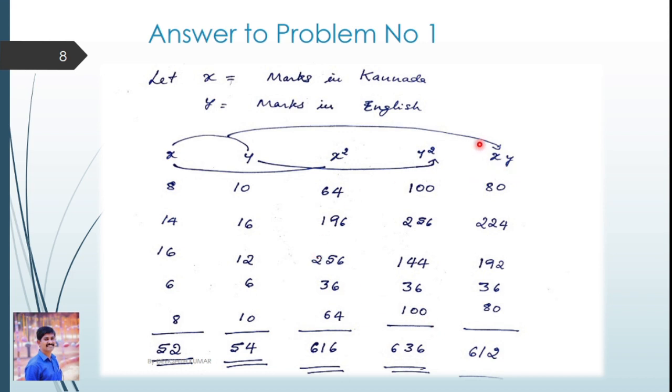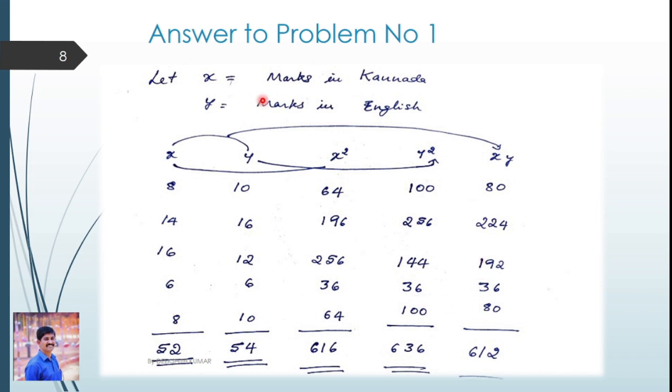And finally, xy, that is x into y. 8 into 10 is equal to 80. 14 into 16 is equal to 224. 16 into 12 is equal to 192. 6 into 6 is equal to 36. 8 into 10 is equal to 80.